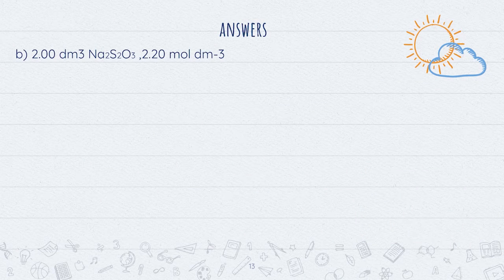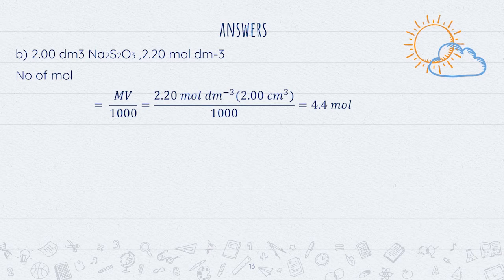It is important to list all the information. The information is the volume is 2 decimeter cubed and the concentration is 2.20. Based on this information, we can calculate the number of moles using the same formula, MV over 1000. By substituting the values, we get the moles is 4.4 mole. And then proceed with the calculation.